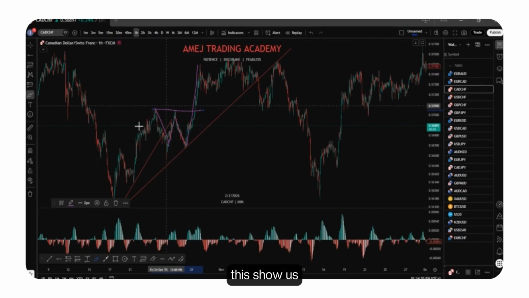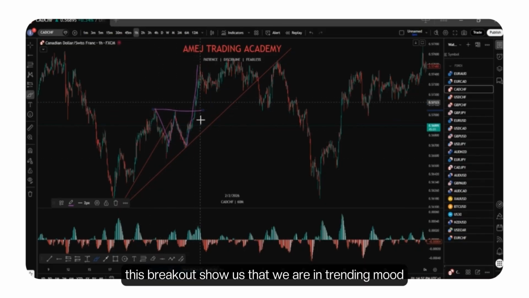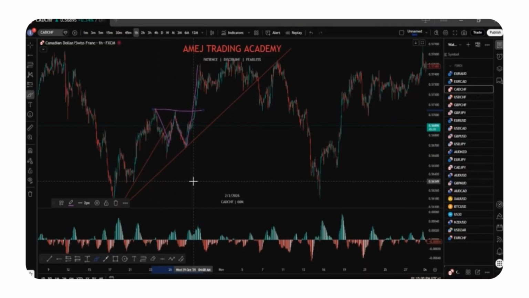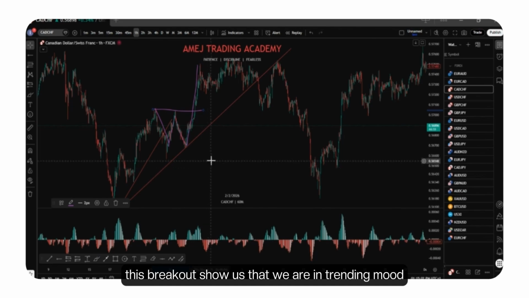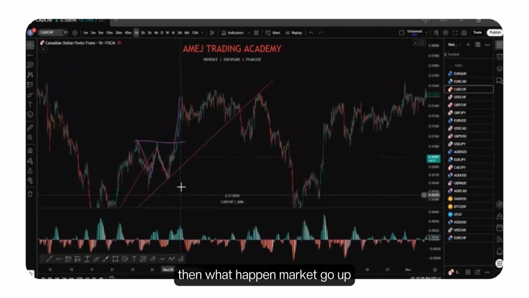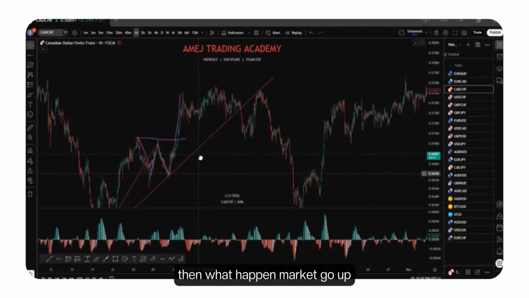This breakout shows that we are in a trending move. Then what happened? Market goes up.